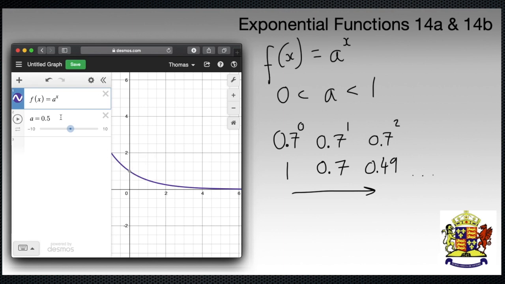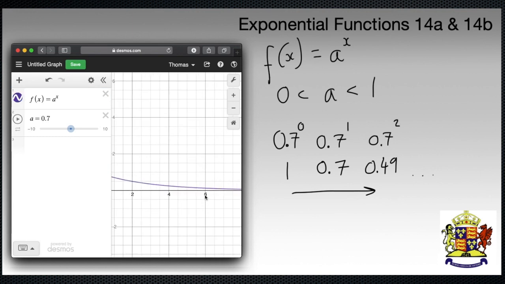Okay, so if you look here, let's go back to our 0.7 example. Again, we go through (0, 1). We'll always do that. Anything to the power of 0 is 1. By 2, we're at 0.49. At 4, 0.24. At 6, 0.118.